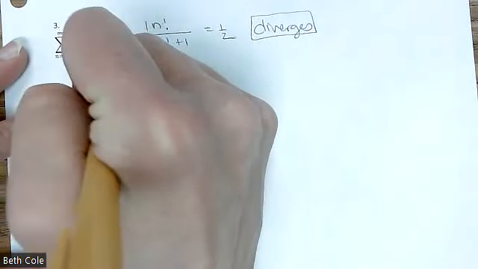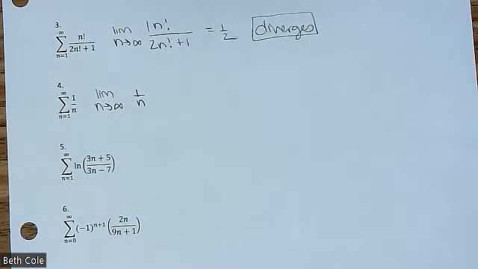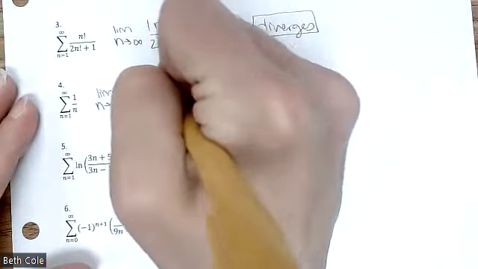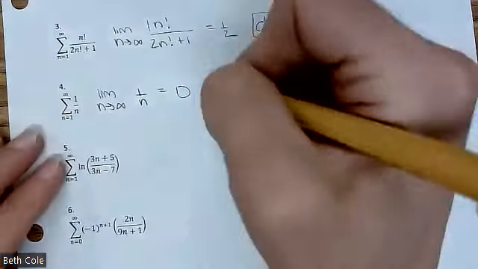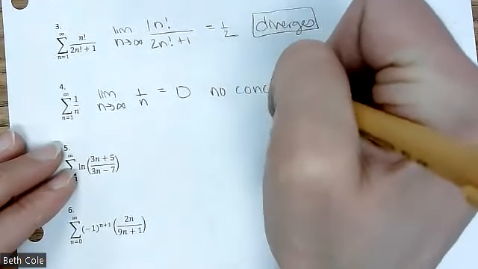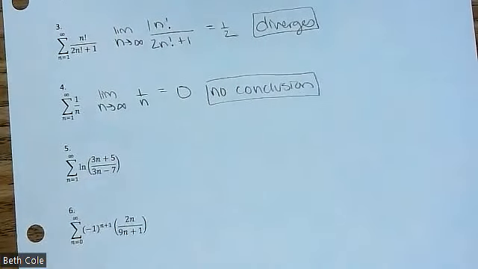All right, so for number 4, limit as n goes to infinity, 1 over n. What is that going to go to? If the denominator keeps getting huge, it'll be 0. It's like 1 over a gazillion, which is 0. But what does that mean the conclusion is? No conclusion. We're going to talk about ones like that next time. That's actually called the harmonic series, and it diverges, for your interest.